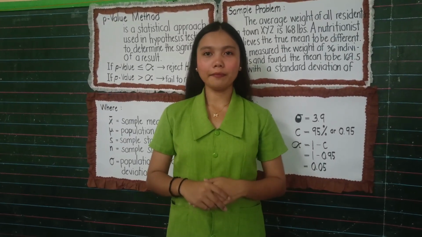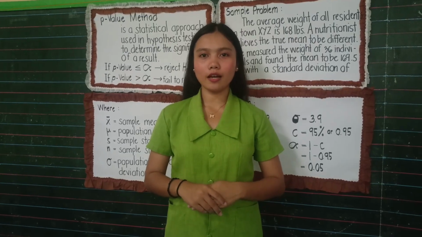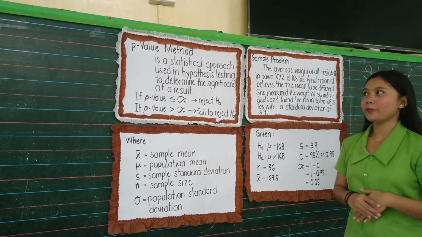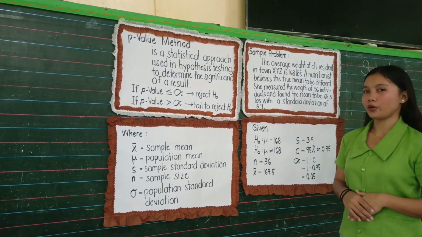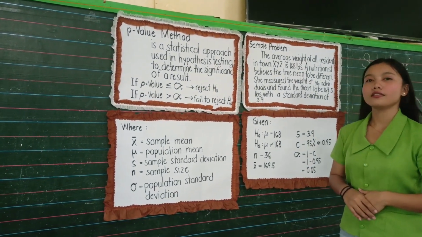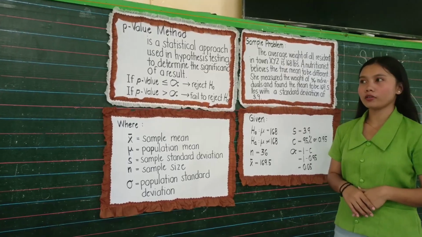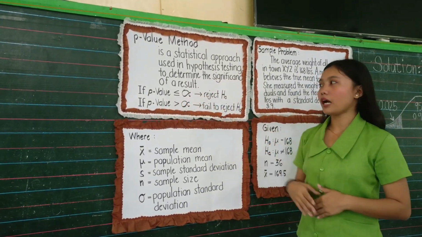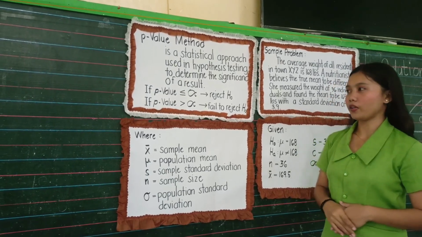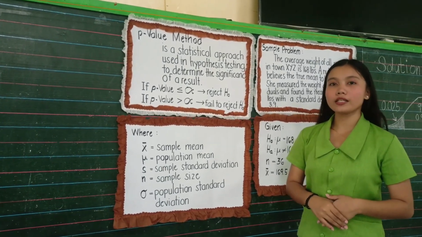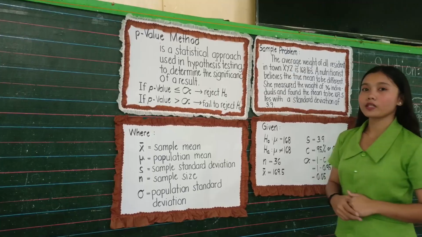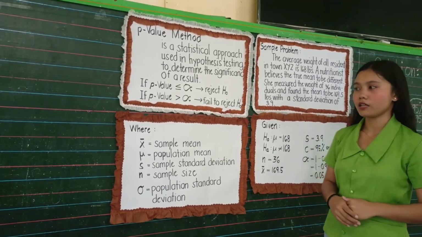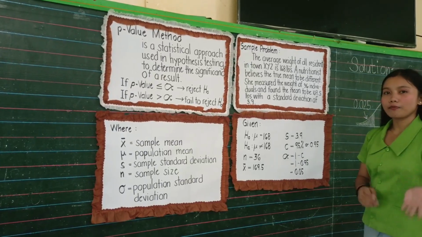This is Maria Marlene Macy Garcia, and I am going to discuss the p-value method. We already know that the p-value method is a statistical approach used in hypothesis testing to determine the significance of a result. If the p-value is less than or equal to alpha, we must reject the null hypothesis. If the p-value is greater than alpha, we must accept the null hypothesis, or we have failed to reject the null hypothesis. We have the same problem here.